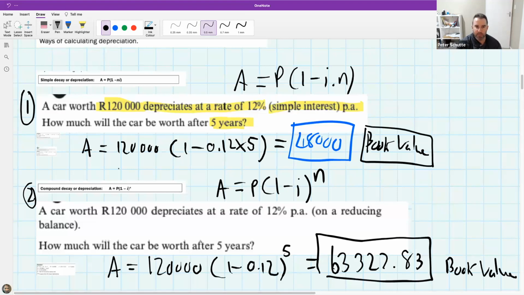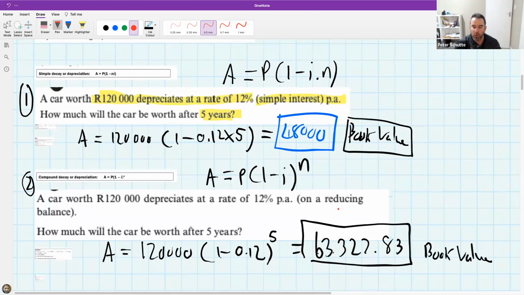Now, what that means is that because option 2 is worth more in your books, there must have actually been less depreciation because it's worth more. Whereas here, there must have been more depreciation.